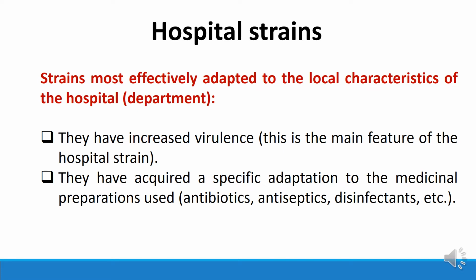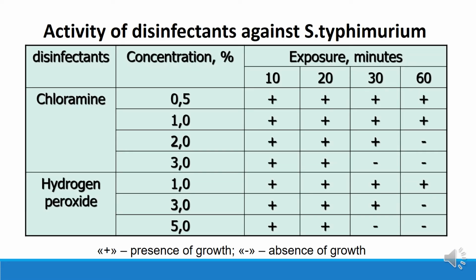Strains are most effectively adapted to the local characteristics of the hospital department. First of all, they have increased virulence. This is the main feature of the hospital strain. And the second position, they have acquired a specific adaptation to the medicinal preparations used: antibiotics, antiseptics, disinfectants, etc. This slide shows the activity of disinfectants against Salmonella typhimurium, chloramine, and hydrogen peroxide.